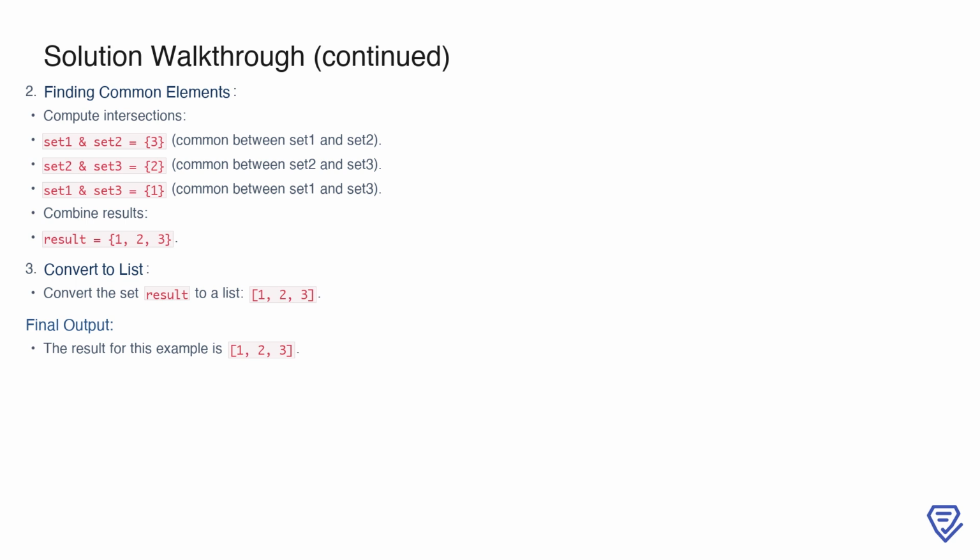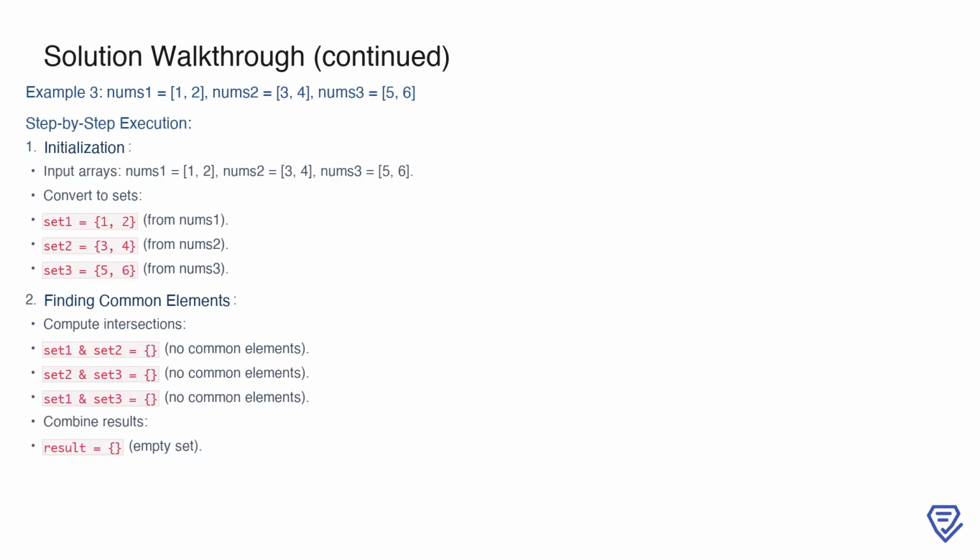Once we have these results, we combine all the common elements using the union operation to ensure we include every number that appears in at least 2 of the 3 sets. The union of these intersections gives us the set 1, 2, 3. Finally, we convert this set into a list, resulting in the output 1, 2, 3. This completes the second example.